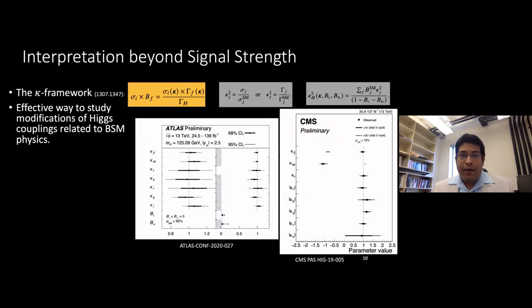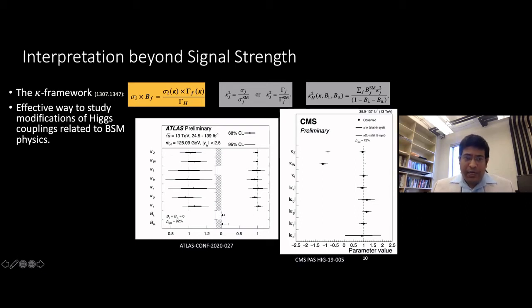There's a nice framework called the Kappa framework. This is an effective way to study the modification of the Higgs couplings related to BSM physics. Any new coupling that you have can modify either the production channel or the decay mode, including even the total decay width of the Higgs. So we can parameterize using these different Kappa parameters, and then using the precision data from the LHC, you can constrain them. This is the latest plot from both ATLAS and CMS, with nice constraints on all these Kappa parameters. Again, it seems consistent with the standard model.